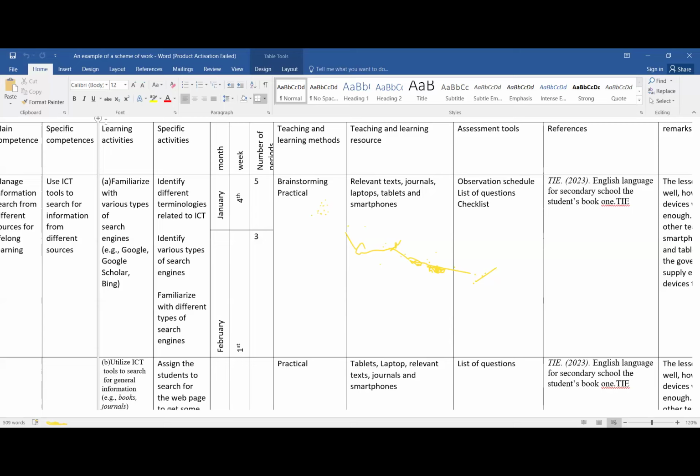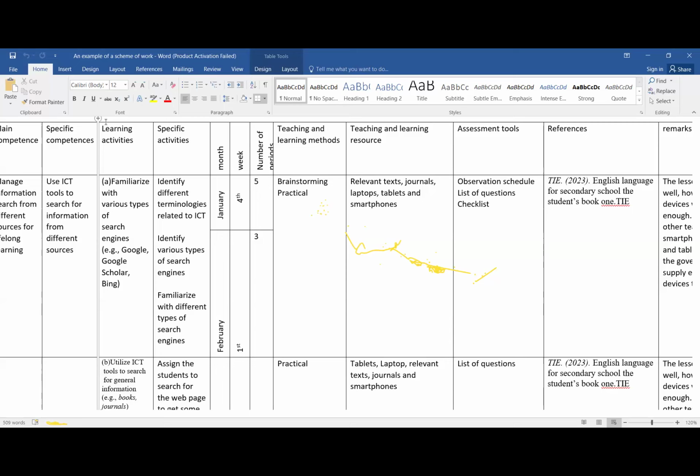So for example, in this scheme of work which I designed, in the 4th week of January, I talk about managing information, searching from different sources for lifelong learning. Use ICT tools to search for information from different sources, and learning activities: familiarize with various types of search engine, for example. And the specific activity is: identify different terminology related to ICT. So maybe I can take that into 5 periods, and that is 1 week.